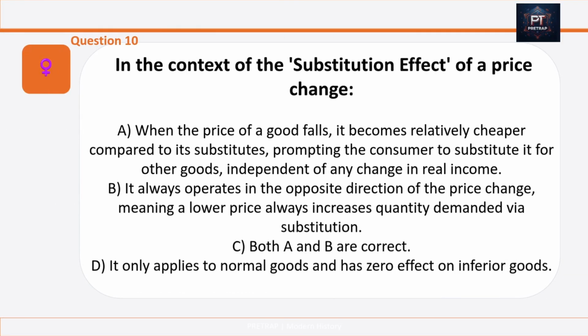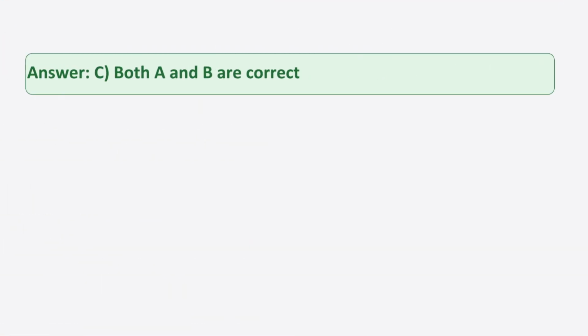And the last question is, in the context of the substitution effect of a price change, option A, when the price of a good falls, it becomes relatively cheaper compared to its substitutes, prompting the consumer to substitute it for the other goods, independent of any change in real income. Option B, it always operates in the opposite direction of the price change, meaning a lower price always increases quantity demanded via substitution. Option C, both A and B are correct. Option D, it only applies to normal goods and has zero effect on inferior goods. So the answer is option C. Both A and B are correct.